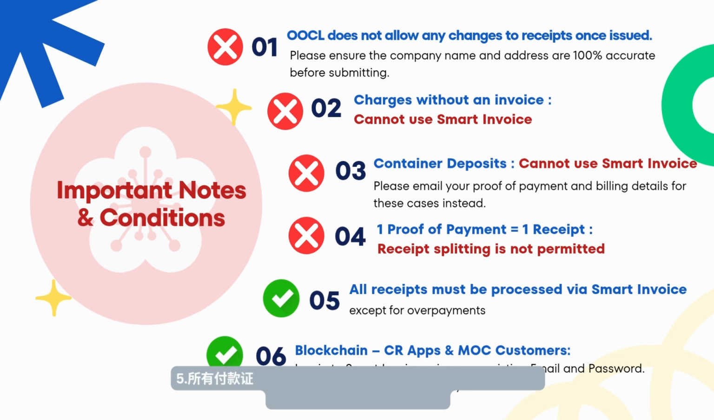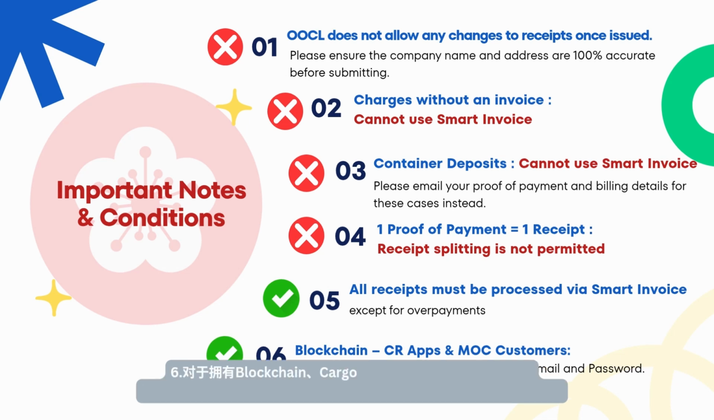5. Smart Invoice is standard. All payments will be processed through this system, except in cases of overpayment. 6. Existing accounts. If you already have a blockchain cargo release or My OOCL Center (MOC) account, you can log in using your existing email and password.